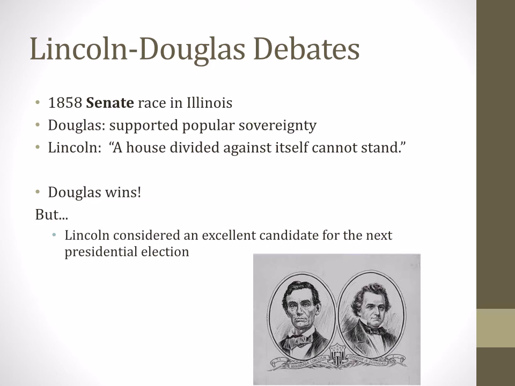During this time period, you also have the Lincoln-Douglas debates. So in 1858, both Lincoln and Douglas were running for the same Senate seat in Illinois. Douglas was a supporter of popular sovereignty, again, voting to decide whether or not you have slavery. And Lincoln said, a house divided against itself cannot stand, which basically means if the North and the South are divided on how they feel about things, this country is never going to succeed. Douglas won the Senate race, but Lincoln was considered an excellent candidate for the next presidential election, so he started amping up for that.